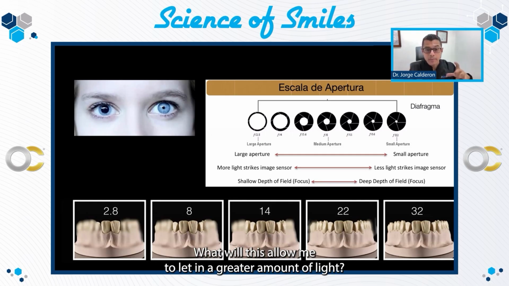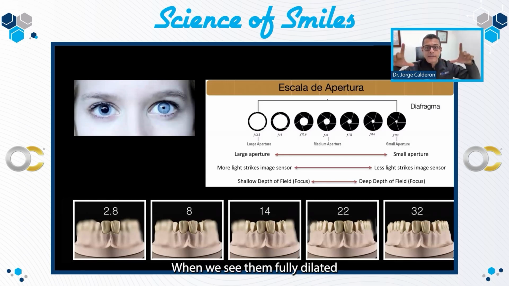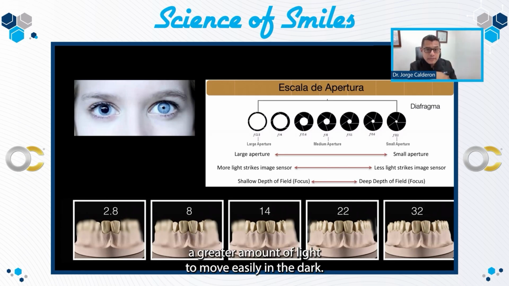open. What will this allow me? To let in a greater amount of light. The best example of this is the pupils of a cat. When we see them fully dilated at night, it's because it needs to capture a greater amount of light to move easily in the dark. So here, we see how it varies. 2.8, 4, 5.6, f8, 11, 16, and 22.